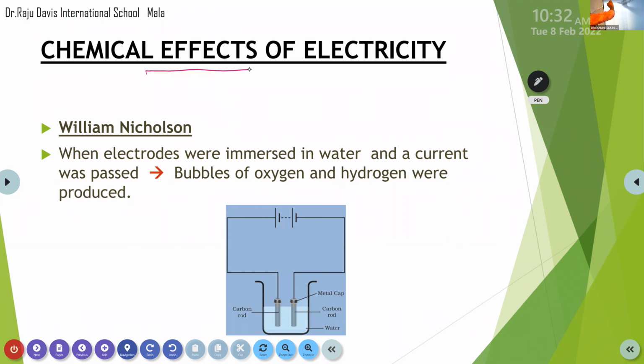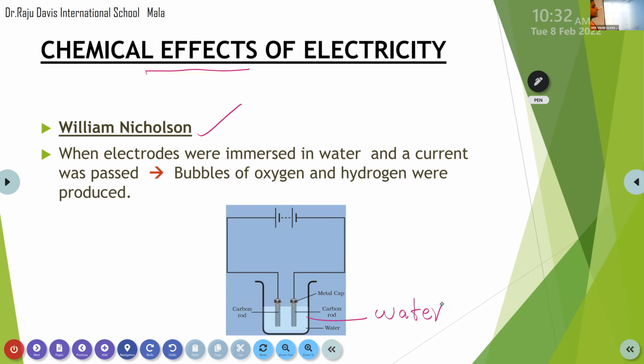For that, the scientist William Nicholson did one experiment. This experiment is like this. He took one container, and inside that there is water. For this experiment, we take the liquid as water. Does this water conduct electricity or not? Yes. This water conducts electricity. So William Nicholson took water as a liquid.